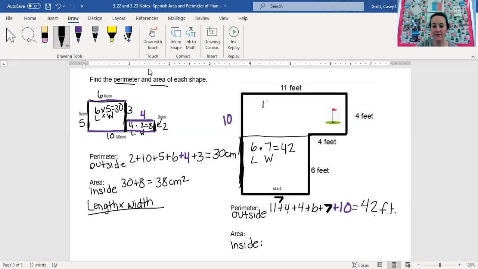And then up here, I've got 11 for my length times my width of 4 is 44. Put those areas together. I've got 42 plus 44. My area is going to be 86 feet squared.